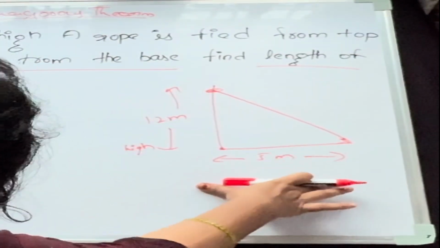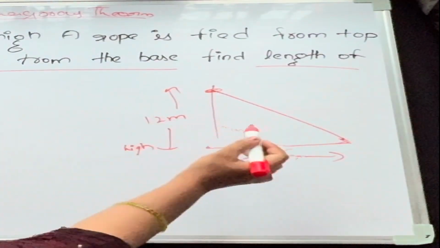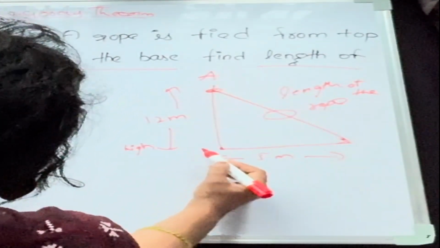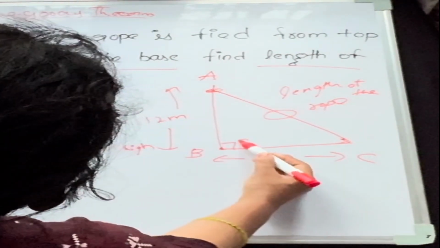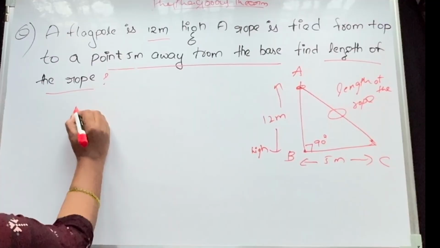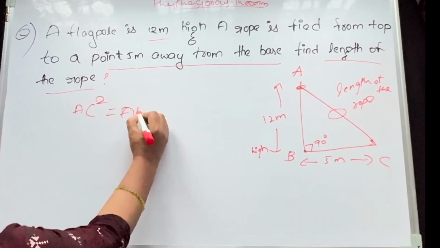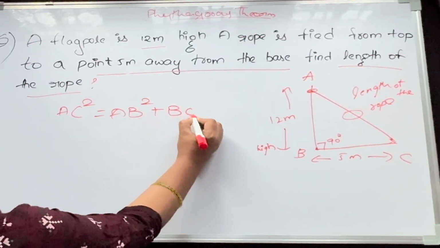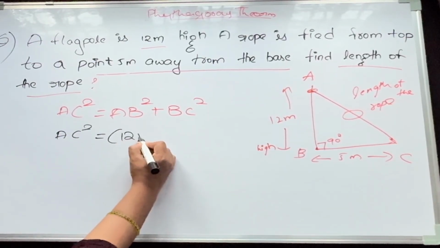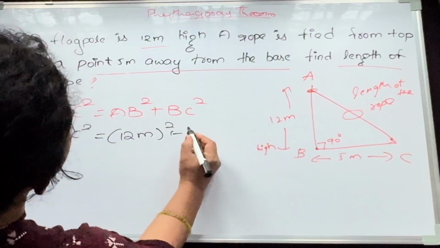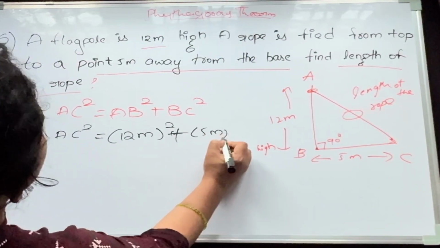Okay, this is clear. Find the length of the rope. This one, this is the rope actually. So we have to find the length of the rope. Okay, let's take A, B, C. You can observe this is a right angle triangle, so B is 90 degrees. The formula is AC square is equal to AB square plus BC square. So AC square is equal to AB, which is 12 meters, whole square, plus BC, which is 5 meters, whole square.